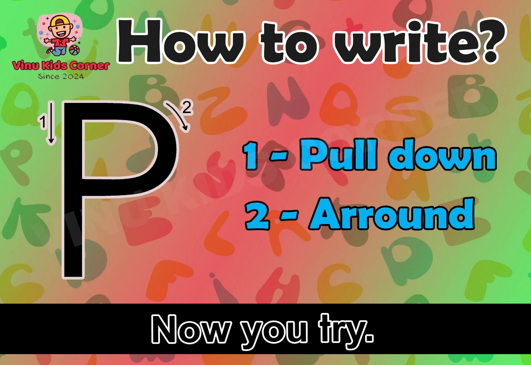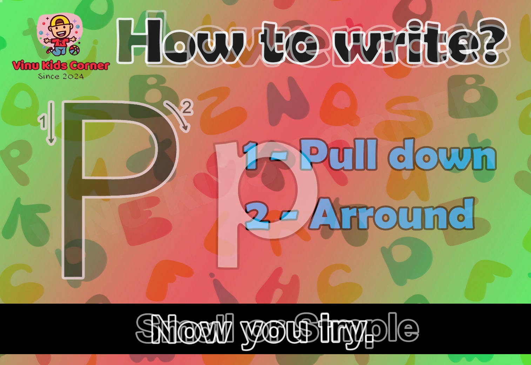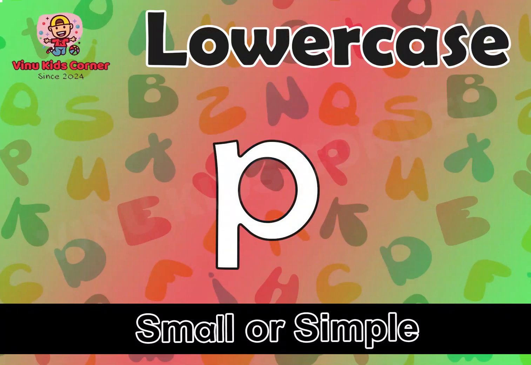Now we are going to write uppercase P. Start with the top and make a line down. Then go back to the top and go around to the middle. Now you try. Here is a letter P in lowercase.